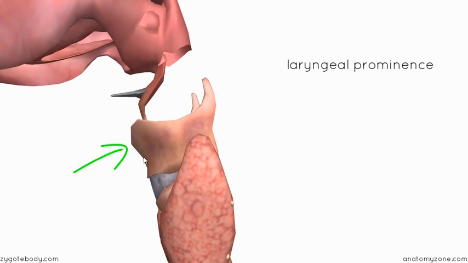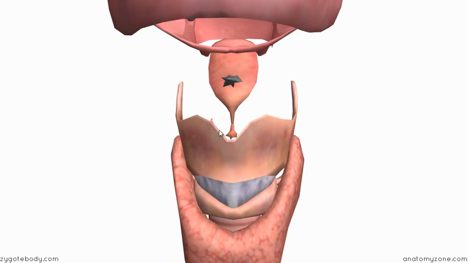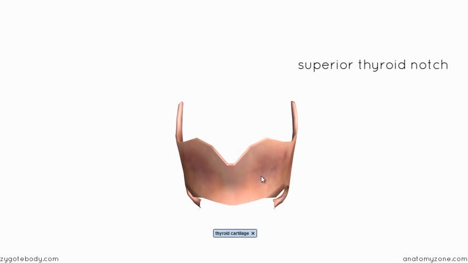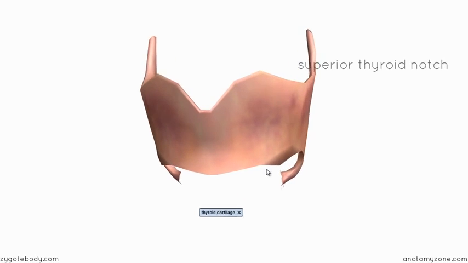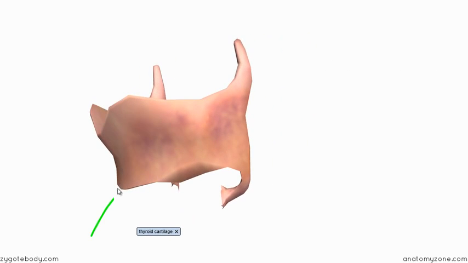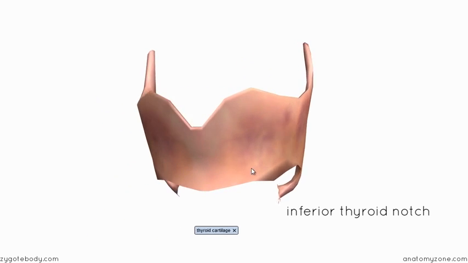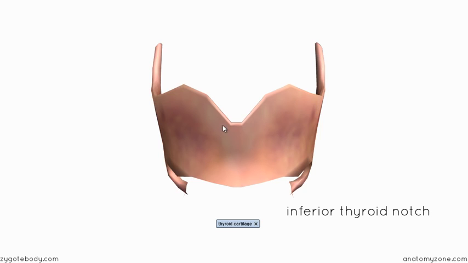So if you view this from a lateral aspect, you can see this prominence, and this can be seen in males as the Adam's apple. So it's larger in males than in females. So you've got this little notch as well where these lamina meet, and this is called the superior thyroid notch. So it's not very clear on this model, but there is inferiorly in the midline you've got a notch called the inferior thyroid notch, but the superior thyroid notch is much more evident.